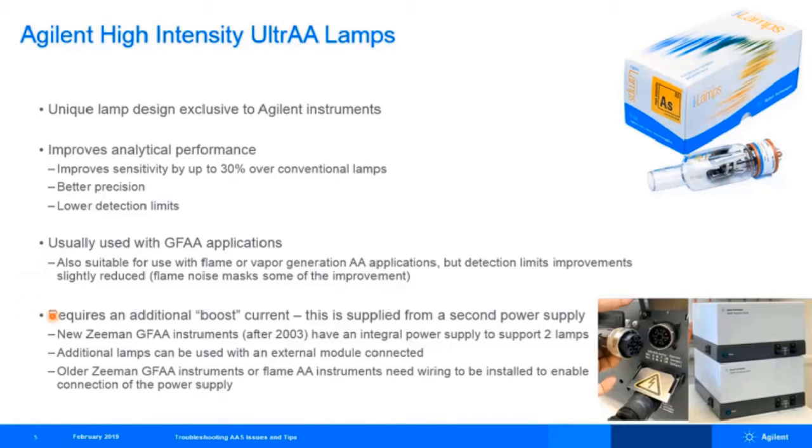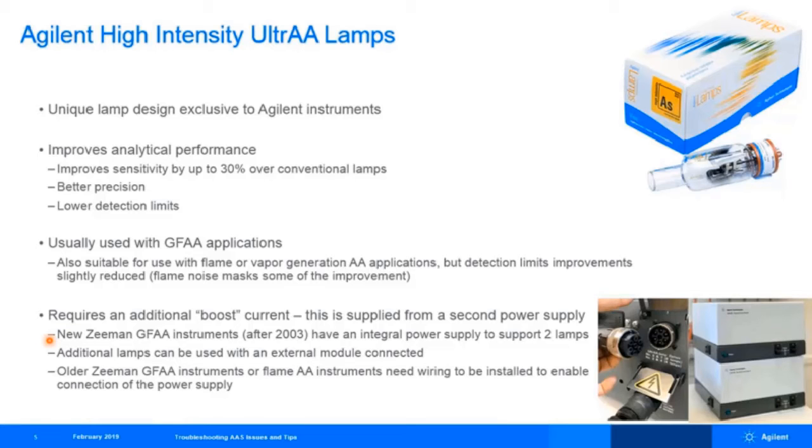In the Agilent Ultra lamp, we use an additional boost discharge within the lamp to get more excitation, to get more emission being produced from the lamp. To enable us to produce that additional excitation, we need that additional boost current, and that's supplied from a secondary power supply.